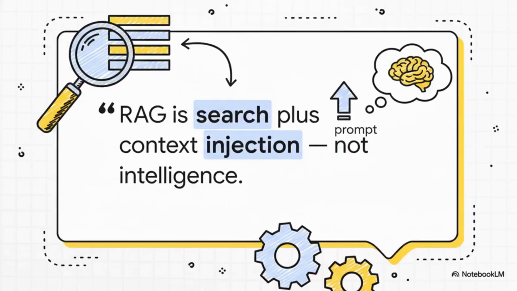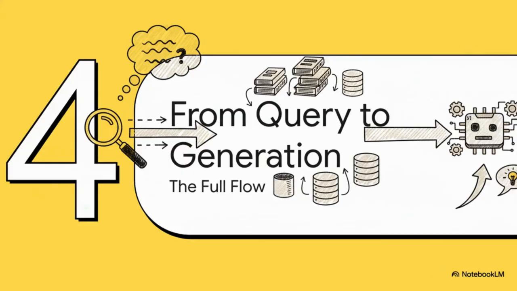And that brings us to the most important takeaway of this entire video. RAG is not intelligence. It's just a mechanical process. Search plus context injection. That's it. It's clever plumbing, and understanding that distinction changes everything. Let's go to the end-to-end flow.